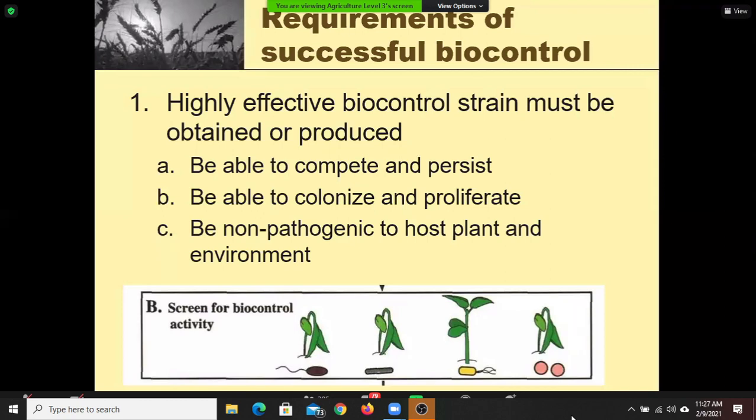It should be able to compete and persist in the environment. It should be able to colonize the plant. It should be able to colonize against the harmful microbe, and the reproduction rate of beneficial microbes should be very high. This beneficial microbe should be non-pathogenic to the host plant. It should not cause any infection to the host plant, and it should not cause any harm to the environment. So these are some of the requirements of beneficial microorganisms.